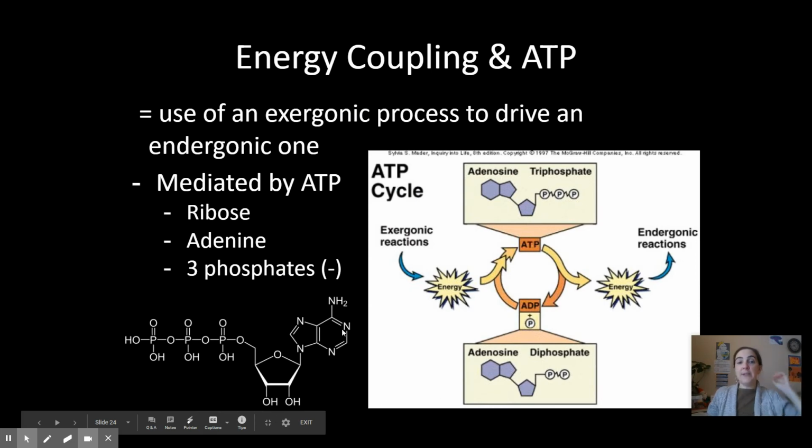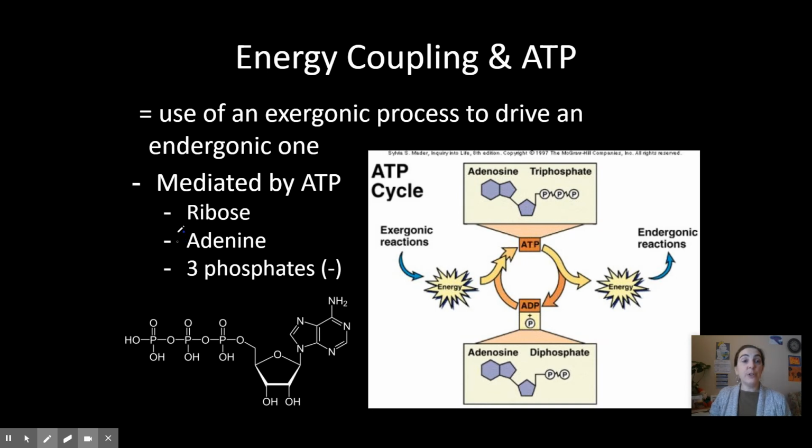So at the bottom left of the slide, you can see that diagram of ATP that you just looked at. And hopefully you identified a couple of pieces. There is a ribose sugar.